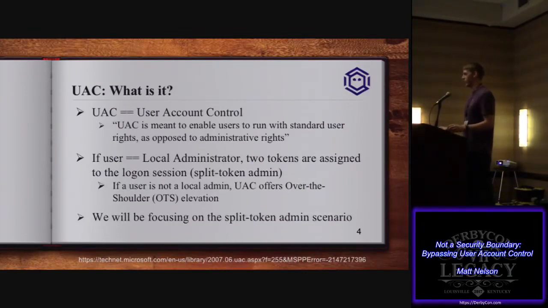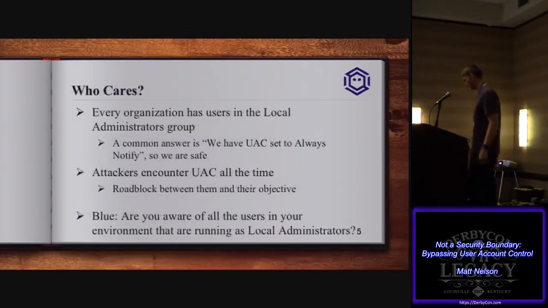And if you're not a local administrator, UAC offers over-the-shoulder elevation. That's when you right-click and run as administrator, and if you're not a local admin, UAC will pop up and say, enter the credentials of a user that has the privilege you're requesting, right? So we're going to be focusing on the split token admin scenario. There are attacker vectors around over-the-shoulder elevation, which James Forshaw outlined a little bit in some of his recent blog posts. So we're not going to go in depth on that. We're going to stick to the split token admin scenario.